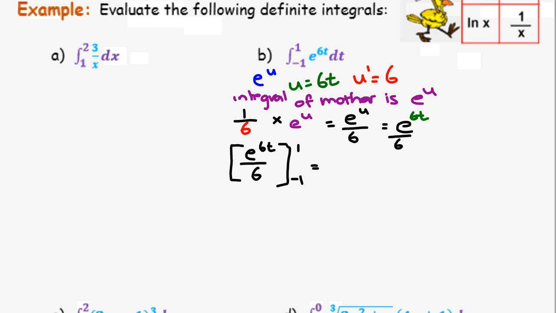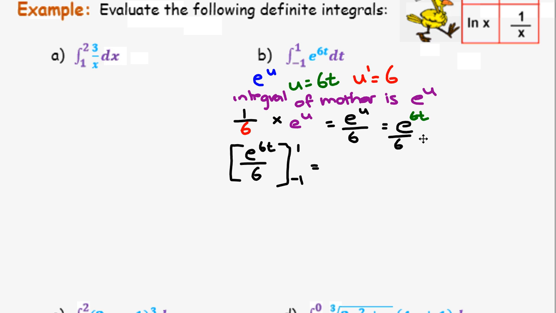So the integral of the mother is e to the u, because the integral of e to the u is just e to the u. The baby was 6t, so the derivative of the baby was 6. So the integral of the mother is multiplied by the reciprocal of the derivative of the baby. And when you do 1/6 times e to the u, you get e^u over 6, and then you just sub back in the u: e to the 6t over 6.